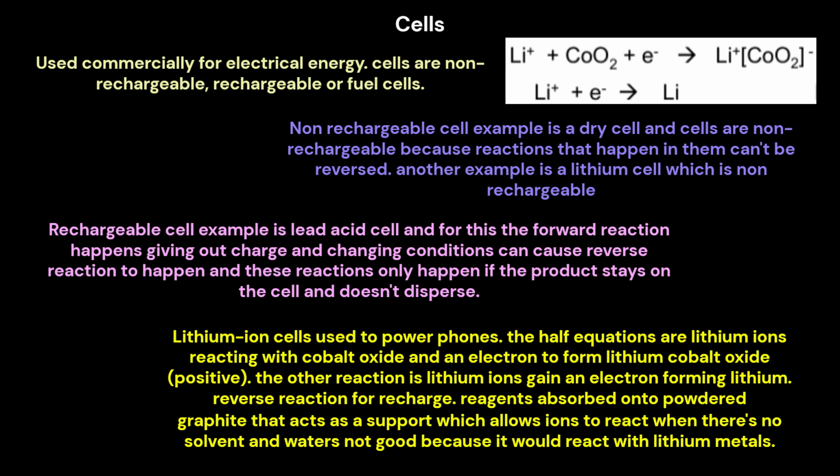These reactions only happen if the product stays on the cell and doesn't disperse. Lithium-ion cells are used to power phones. The half equations are lithium ions reacting with cobalt oxide and an electron to form lithium cobalt oxide, the positive electrode. The other reaction is lithium ions gaining an electron forming lithium. The reverse reaction happens for recharge. Reagents are absorbed on powdered graphite that acts as a support, which allows ions to react when there's no solvent, and water's not good because it would react with lithium metal.